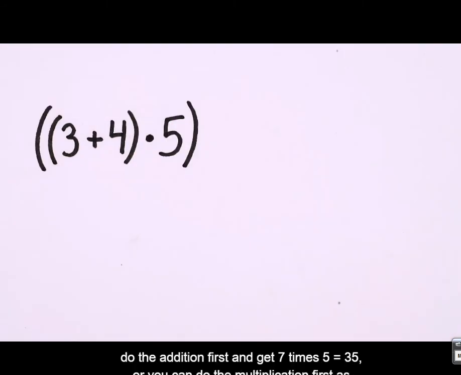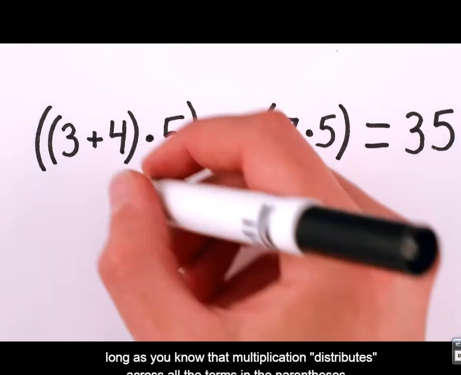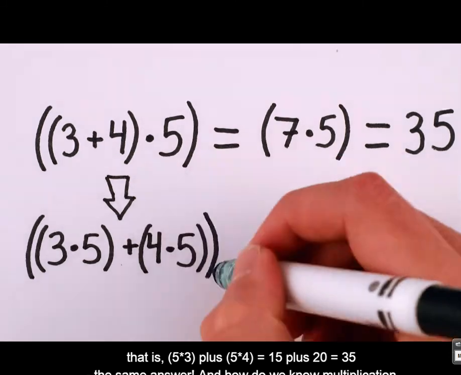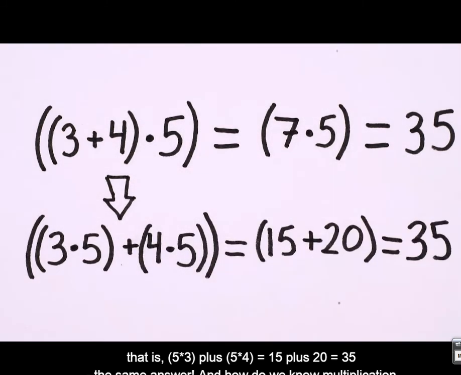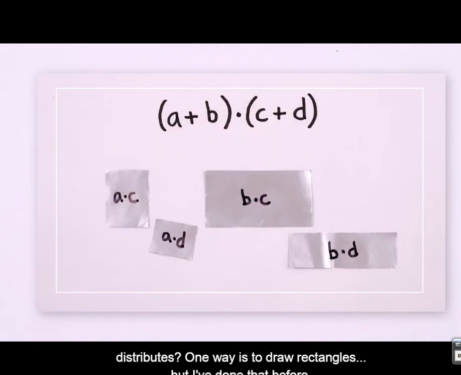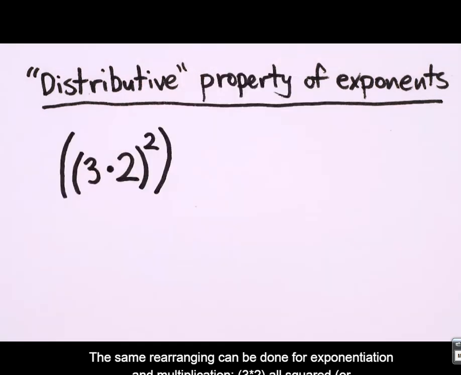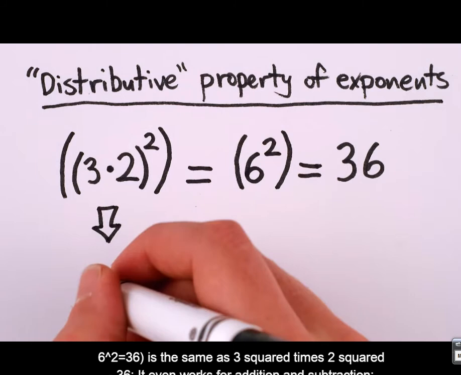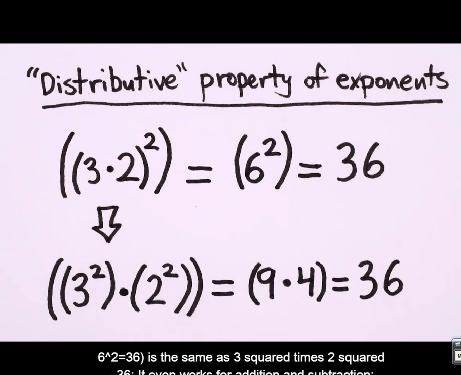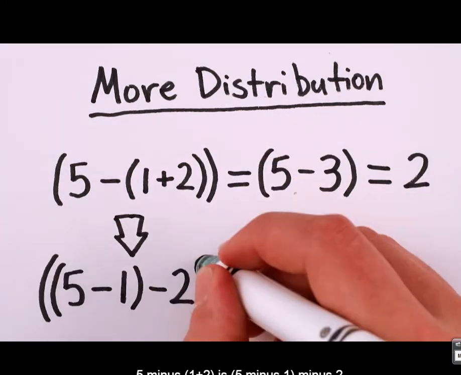For example, if you want to add 3 plus 4 and then multiply the result by 5, you can either do the addition first and get 7 times 5 equals 35, or you can do the multiplication first, as long as you know that multiplication distributes across all the terms in the parentheses. That is, 5 times 3 plus 5 times 4 equals 15 plus 20 equals 35. The same answer. And how do we know multiplication distributes? One way is to draw rectangles, but I've done that before. The same rearranging can be done for exponentiation and multiplication. 3 times 2 all squared, or 6 squared equals 36, is the same as 3 squared times 2 squared, 36. It even works for addition and subtraction. 5 minus 1 plus 2 is 5 minus 1 minus 2.